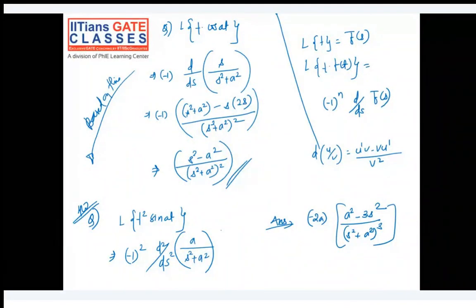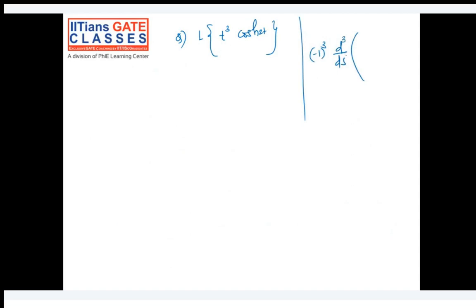I will give one more question on this topic, multiplication by t. You just tell me how you'll solve. t cube cos hyperbolic of 2t. In this question, if you want to solve by the same logic, it will not be a smart thing. One way of solving it is minus 1 whole cube d by ds, third time differentiation of s divided by s square minus 4, right? This is not the correct way of solving it. Or you will get the answer, but it will be very time consuming.